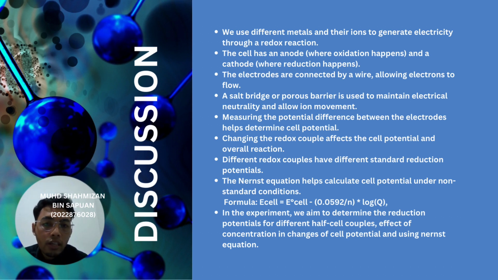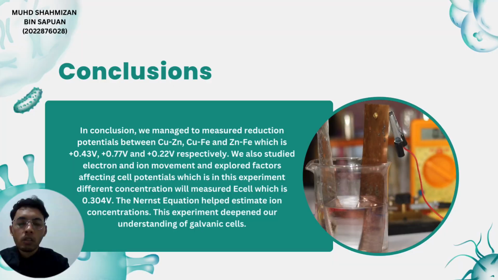So, the formula is E cell equals E cell standard minus 0.0592 over n times log Q. In the experiment, we aim to determine the reduction potential for different half-cell couples, the effect of concentration on cell potential change, and use the Nernst equation. So, for the conclusion, we managed to measure the reduction potential between copper and zinc, copper and ferrum, and zinc and ferrum, which are positive 0.43, positive 0.77, and positive 0.22, respectively.